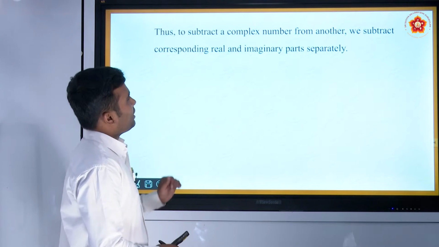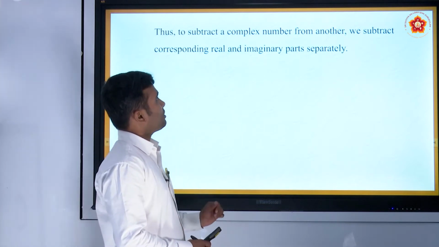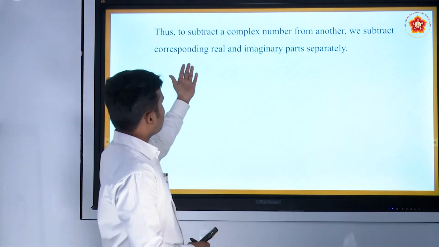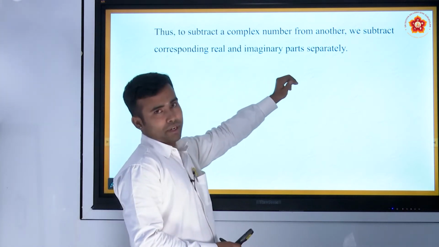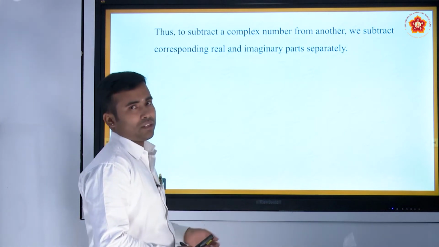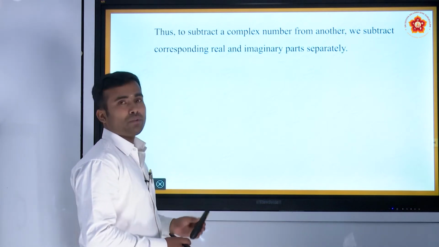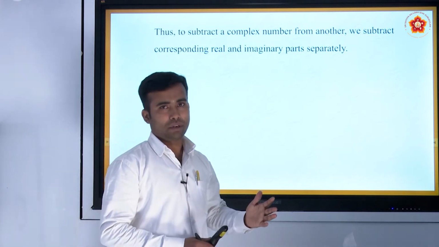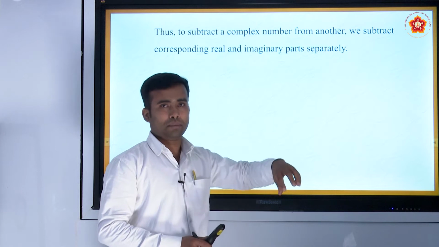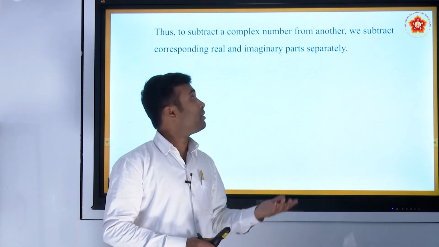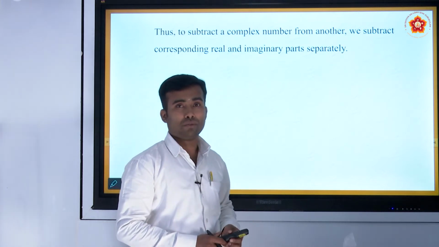Thus we can subtract two complex numbers. How we can do that is, we subtract the corresponding real and imaginary parts separately. Then only we are able to find the subtraction of complex numbers. So we have to do it separately, that is, real parts and imaginary parts. We have to subtract real parts separately and imaginary parts separately, so that we can find the subtraction of two complex numbers.